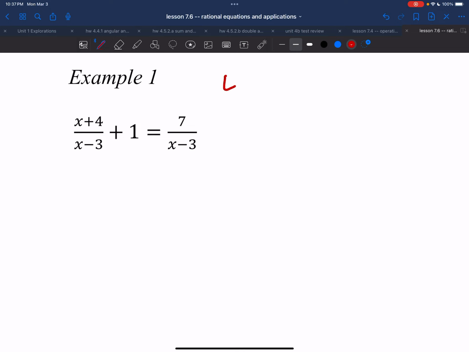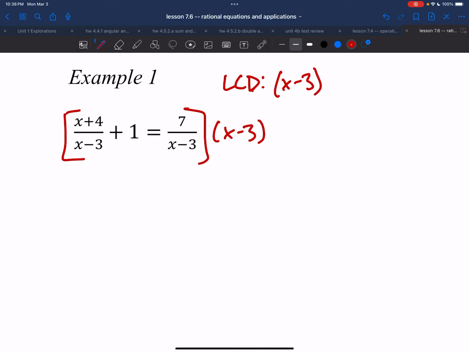Start out with the LCD. Of course, I look at the denominators. 1 doesn't have a denominator. It's just 1 over 1. So that doesn't really matter. The only denominator I see here is the factor or term x minus 3. So your LCD is the term x minus 3. What that means is I'm going to take this whole expression and multiply by x minus 3.